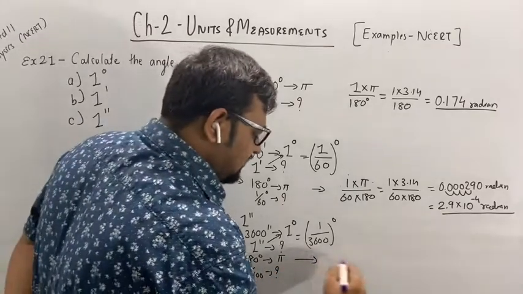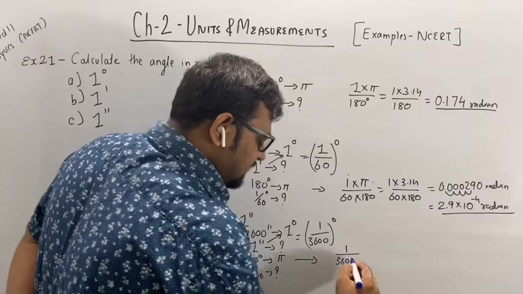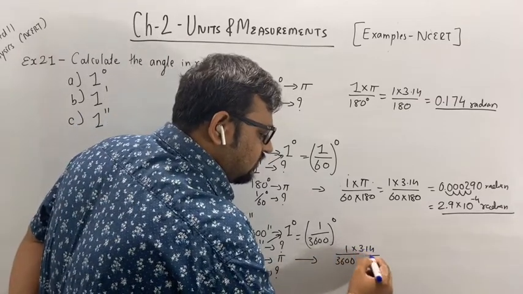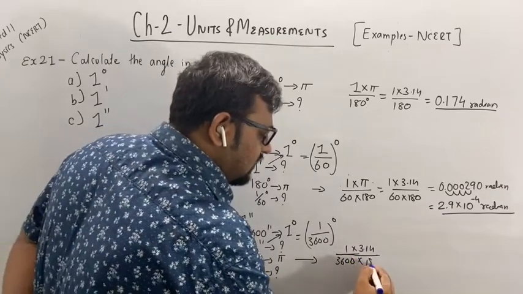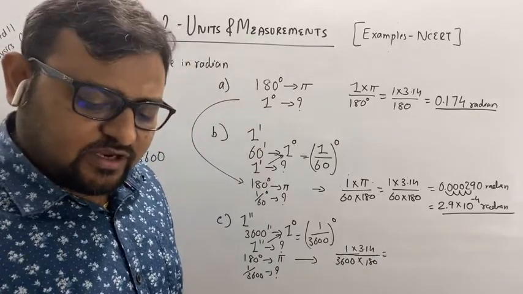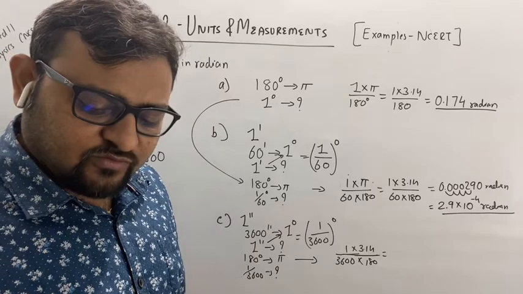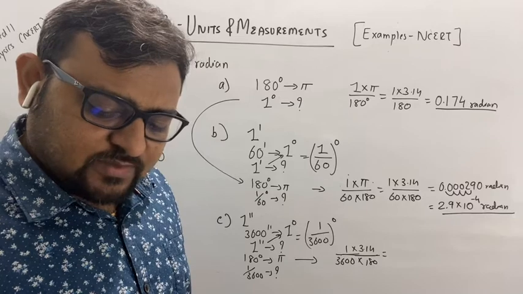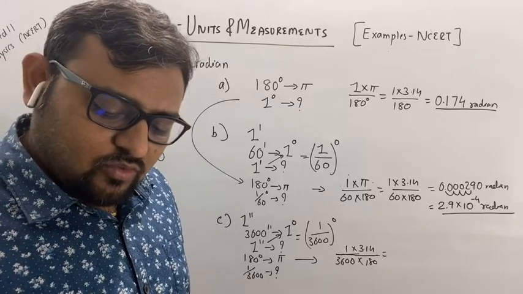So how to solve it? Cross multiplication: 1 upon 3600 into pi. Let me write directly 3.14, and divide by 180. Clear? Now calculate it. 1 into 3.14 is 3.14, divided by 3600, divided by 180.